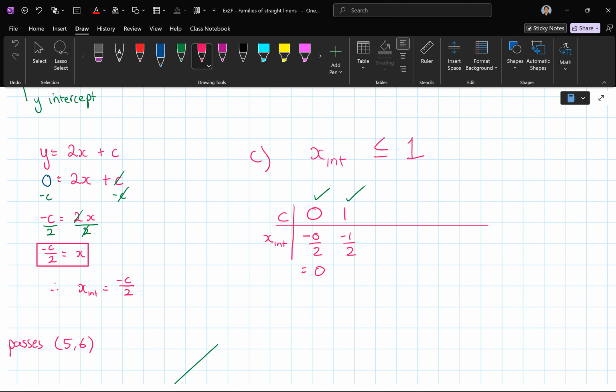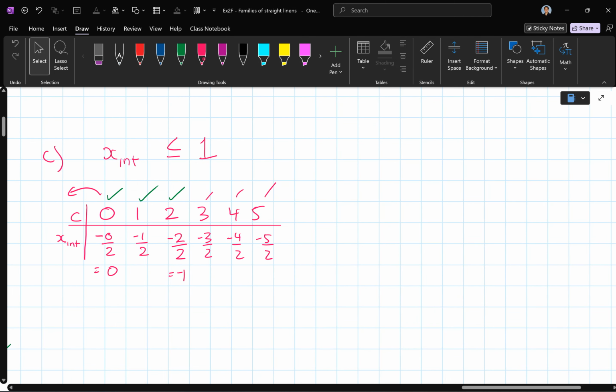Well, what if I then changed it to 2? If I made it 2, then it's now negative 2 on 2, which is the same thing as negative 1. Is that still smaller than or equal to 1? Yes, it is. So you can see there's a pattern here that the more I increase the number, 3, 4, 5, it's going to be negative 3 on 2, then negative 4 on 2, then negative 5 on 2. They're all less than or equal to 1 because they're all negatives. True? But then what about the other direction?